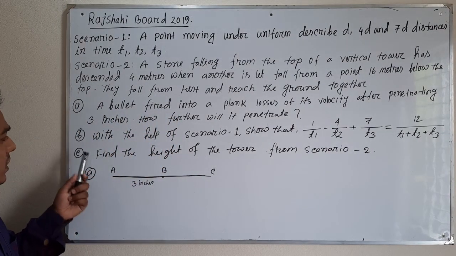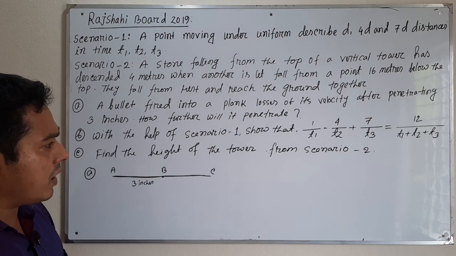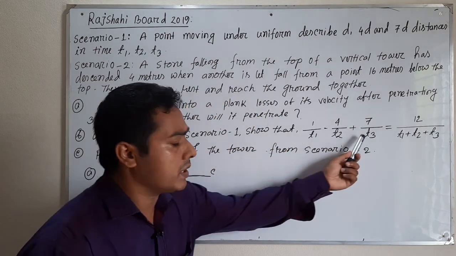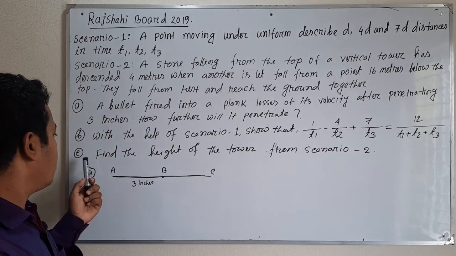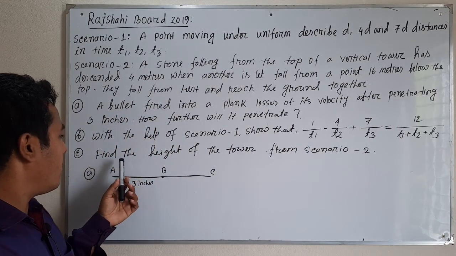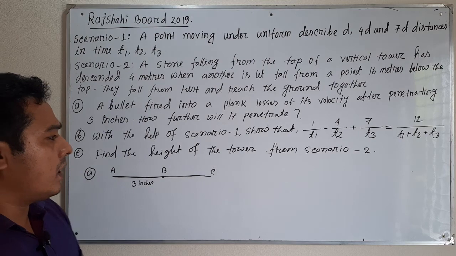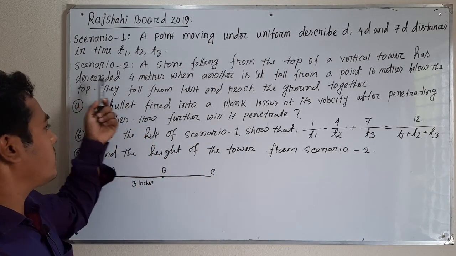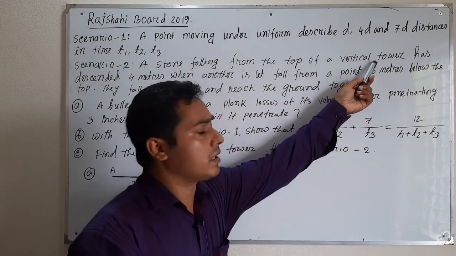In question B, with the help of scenario 1, from scenario 1 we have to prove this. And C, find the height of the tower from scenario 2. From scenario 2 we have to find the height of the vertical tower.